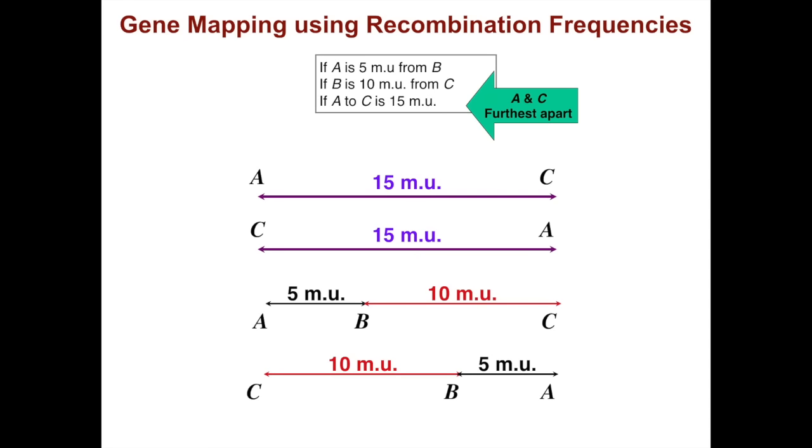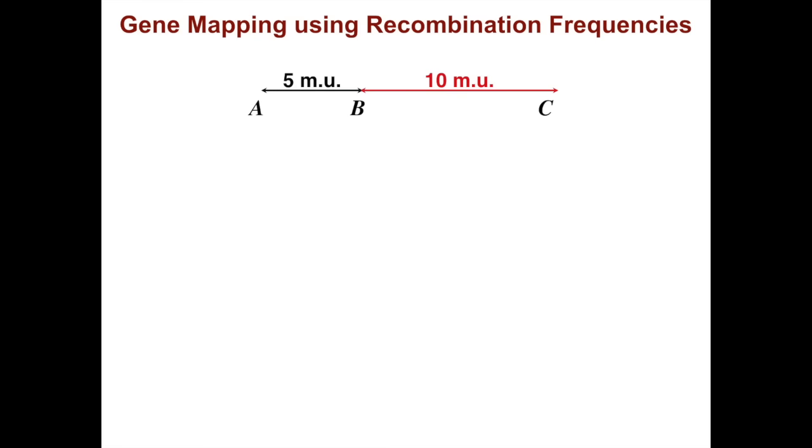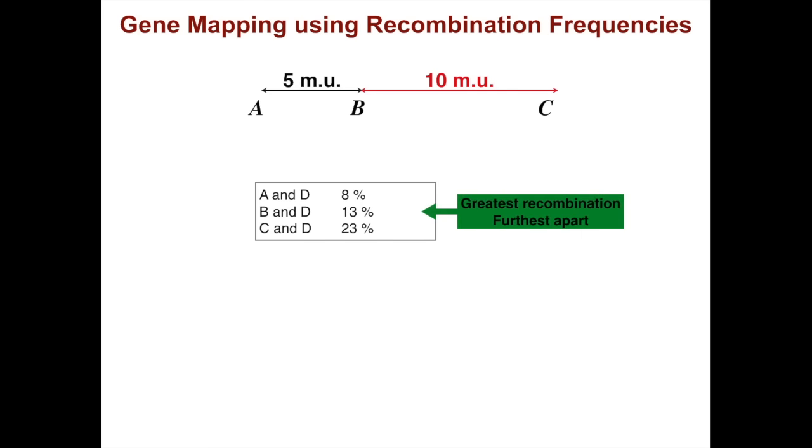Now, to figure out what the orientation is, we need another gene. So we know that A and B are 5 map units apart, and B and C are 10 map units apart. There's another gene, D, and we determined that A and D have a recombination frequency of 8%. So they're 8 map units apart. B and D are 13%. They're 13 map units apart. And C and D are 23 map units apart. The higher the recombination rate, the further they are apart. So D and C are 23 map units apart.